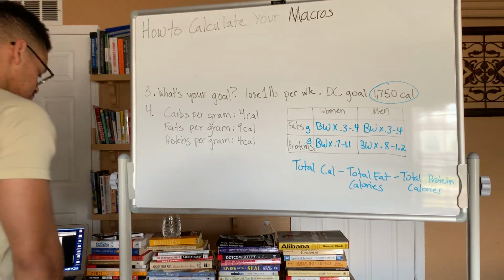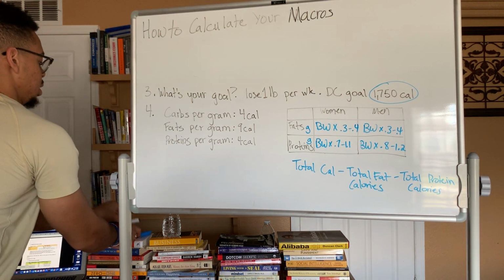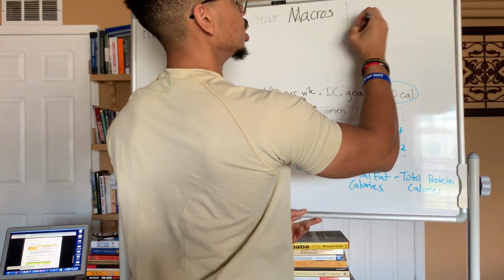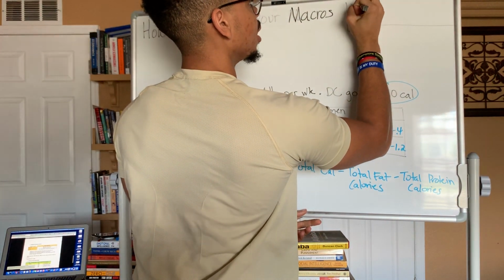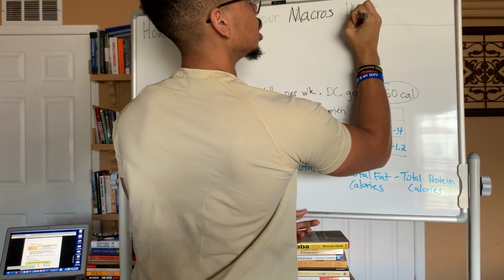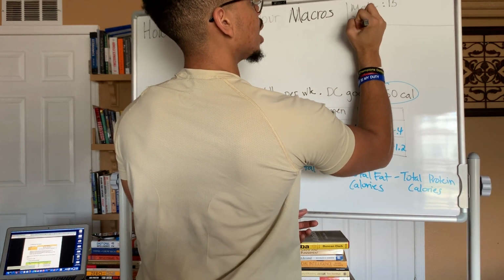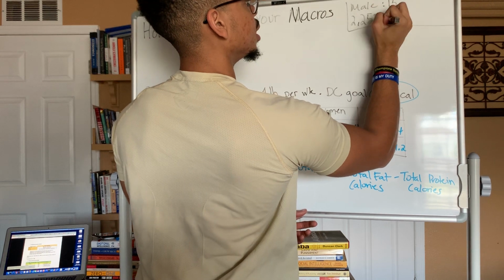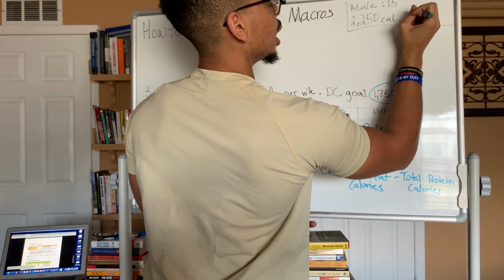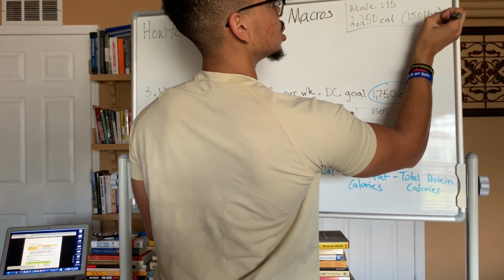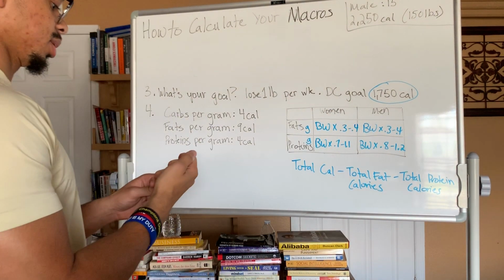Anything? If anything, I'll put it up here. So he's going again: male, activity level 15, 2,250 calories, and he's 150 pounds. Okay, so I'll keep those numbers up there.